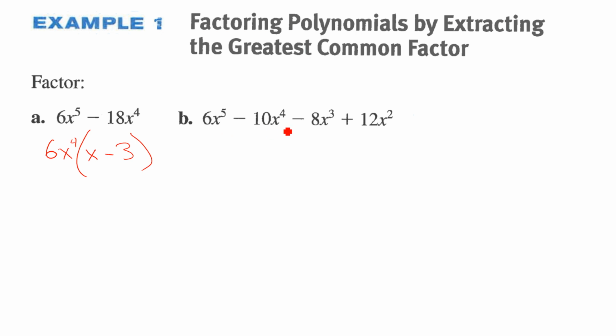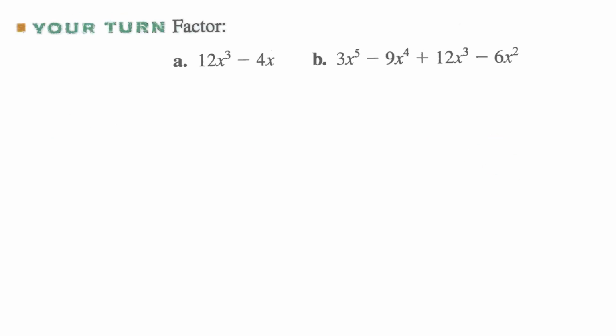I see a 6, a 10, an 8, and a 12. Those are all four of those are even. So we can factor out a 2. And what's the smallest degree? X squared. And so we are left with 3x. 5 minus 2 is 3, minus 5x. 4 minus 2 is 2, minus 4x plus 6. All right, give it a shot.